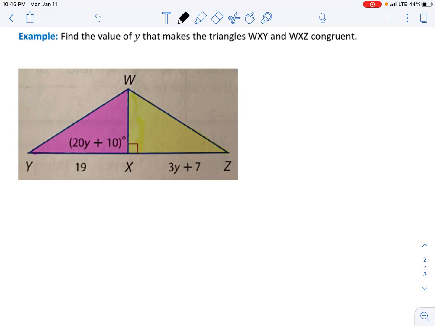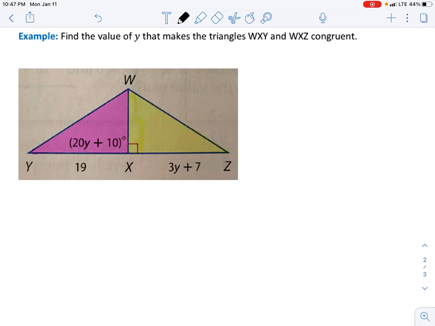In this video, we're going to look at an example using the SAS postulate. In this example, it says to find the value of y that makes the triangles WXY and WXZ congruent. Below you can see that I highlighted triangles WXY and WXZ with colors, where in pink I have the triangle WXY and in yellow I have the triangle WXZ.